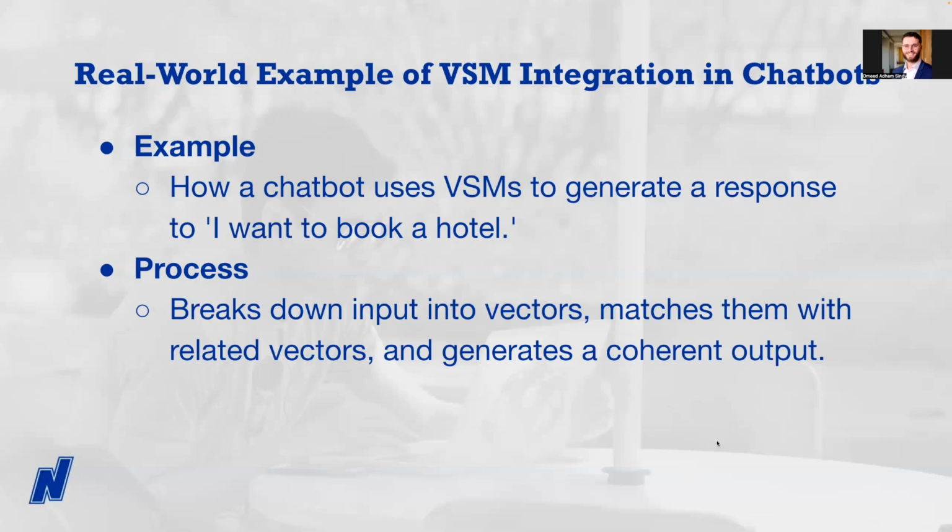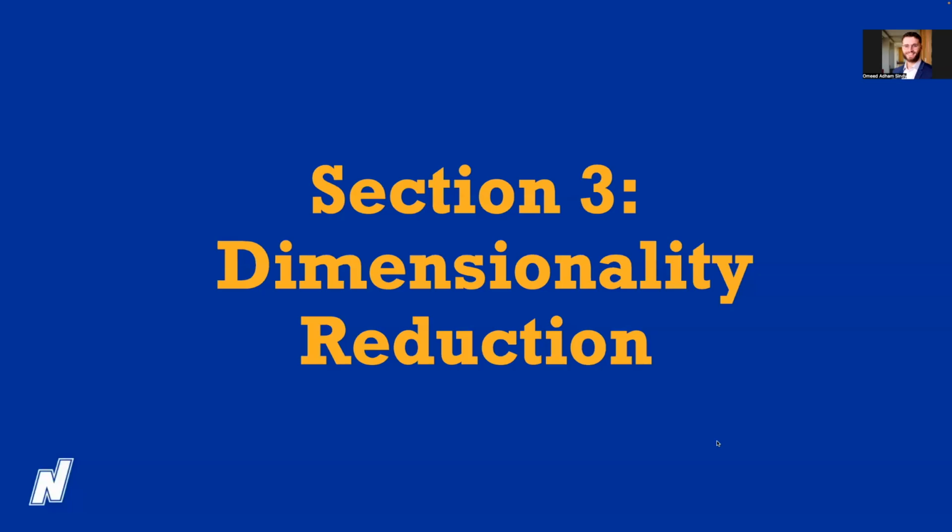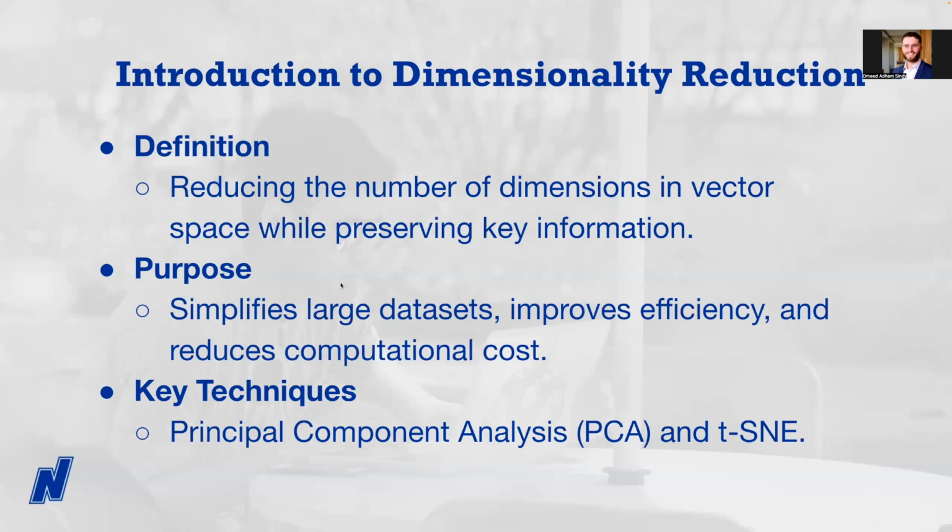Finally, in Section 3, we will review dimensionality reduction. Now that we've covered how vector space models work, let's talk about a crucial technique that helps manage the complexity of these models: dimensionality reduction. In NLP, word vectors often have hundreds of dimensions, each representing a specific feature or context in which the word is used. While this high dimensionality allows for precise representations of meaning, it also introduces computational challenges. More dimensions mean more complexity, which can slow down models and make them harder to train.